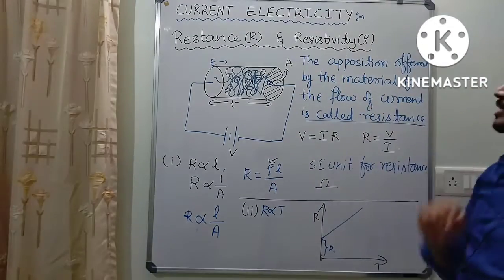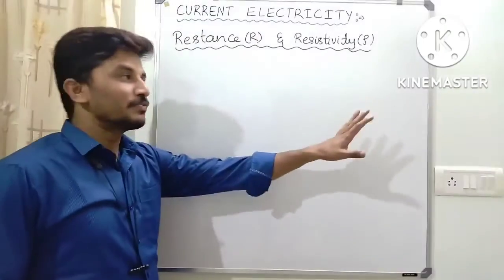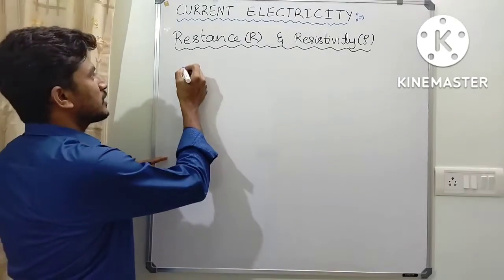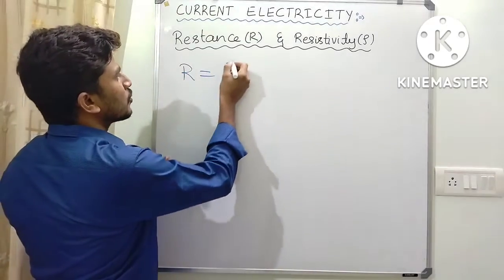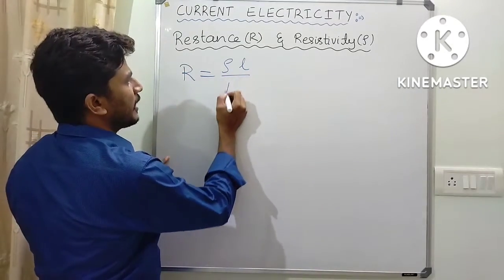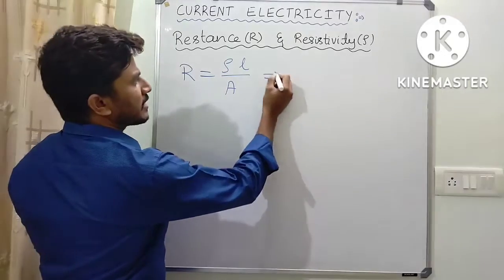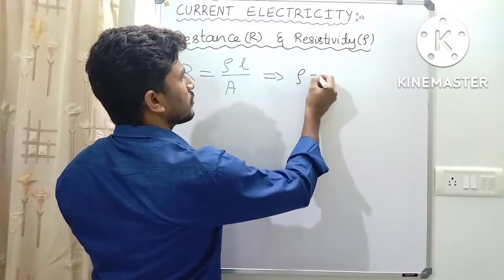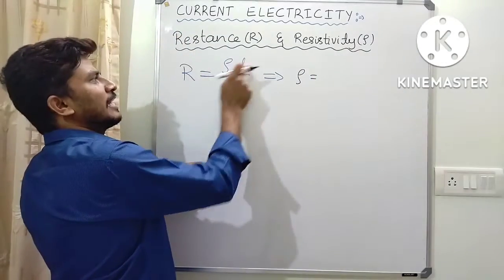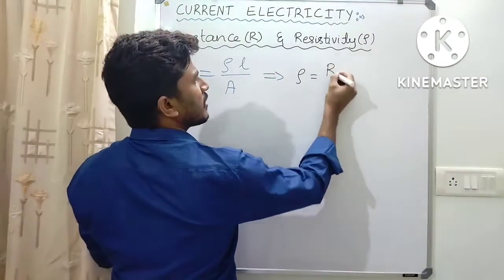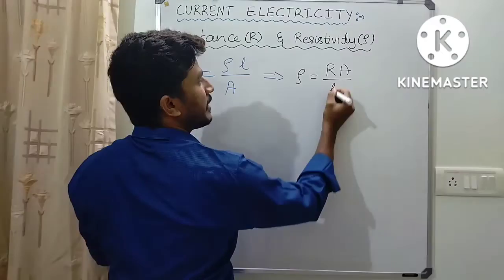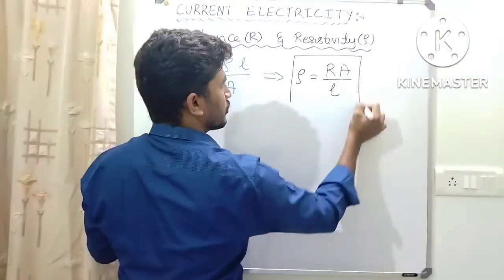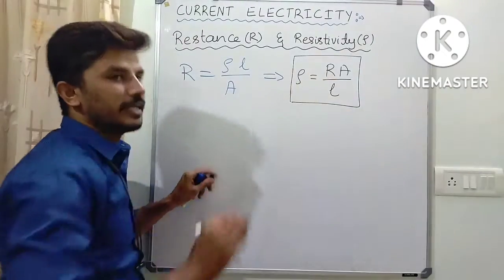Now let us discuss about resistivity. So next we have resistivity. We already know this formula, dear students. R is equal to rho L by A. So can I write this as rho is equal to, A will be multiplied this side, L will come this side, so R A divided by L. Yes, we can write like this. Rho is equal to RA by L.